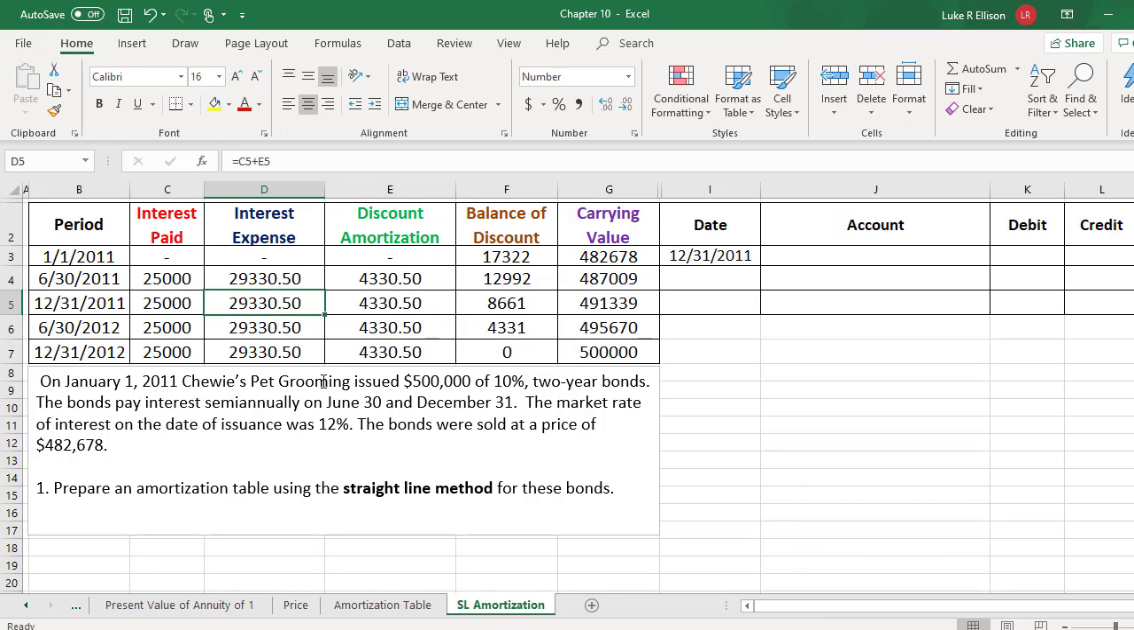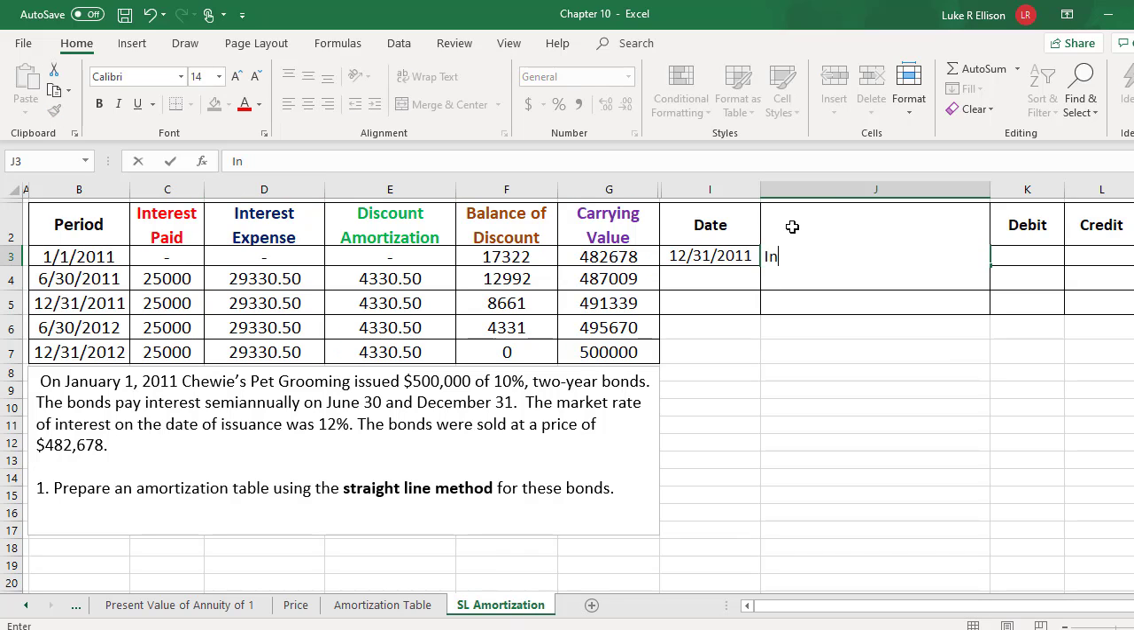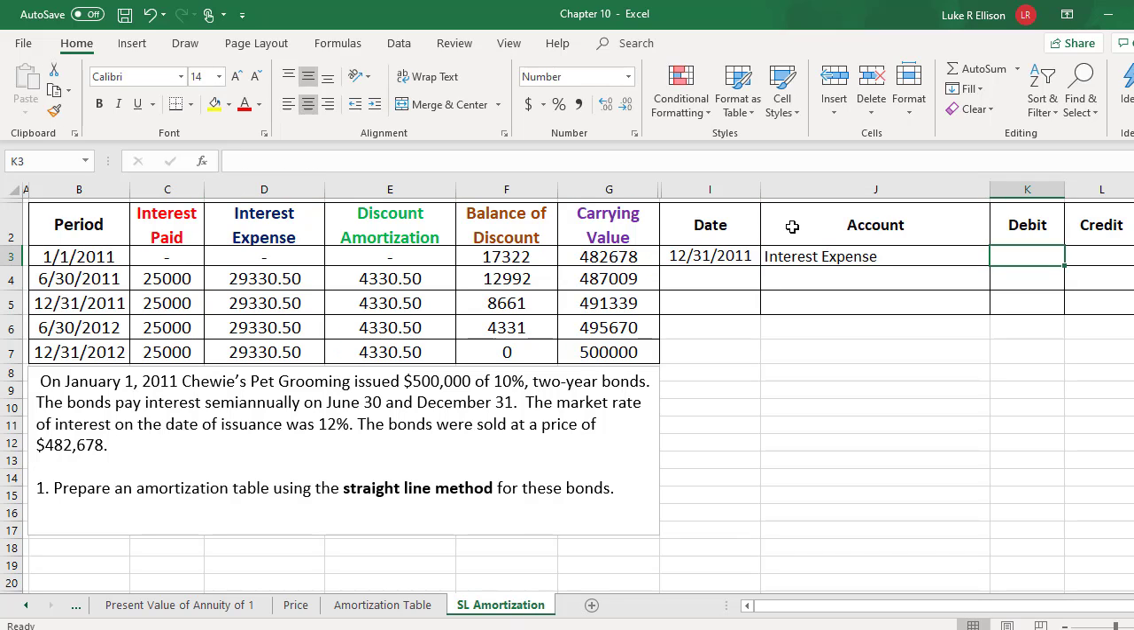Interest expense is an expense account, so therefore we're going to have to debit that in our journal entry. So let's debit interest expense, and that is for $29,330.50.